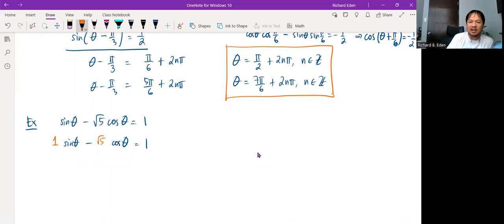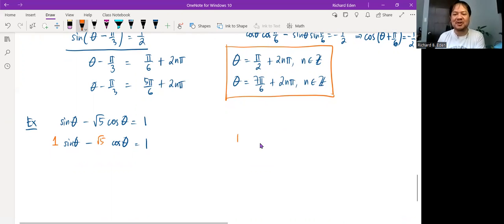Should I divide by 2? Should I divide by 7? Should I divide by 6? Divide by 2 po para maging golden ratio. Para maging ano? Golden ratio. Well, okay, I see what you're saying. Pero ganito, 1/2 and square root of 5/2. Pwede ba silang maging a cosine of something and the sine of something?